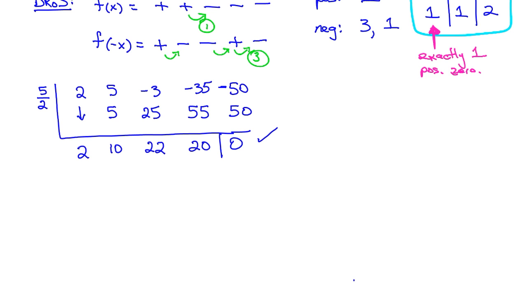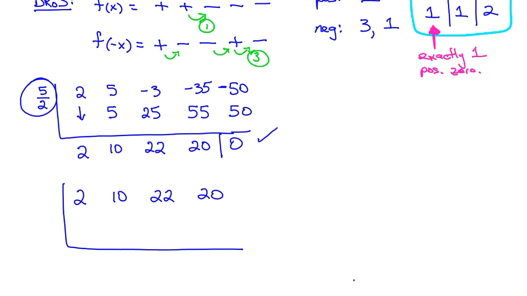So 5 halves is a 0, and it is the only positive 0. So we no longer have to look for any positive numbers. We now restrict ourselves to looking for only the negative ones. Next, let's bring down this quotient. And let's start looking for some negatives.